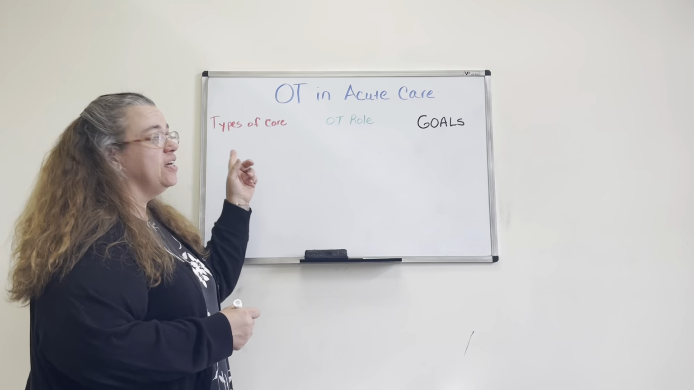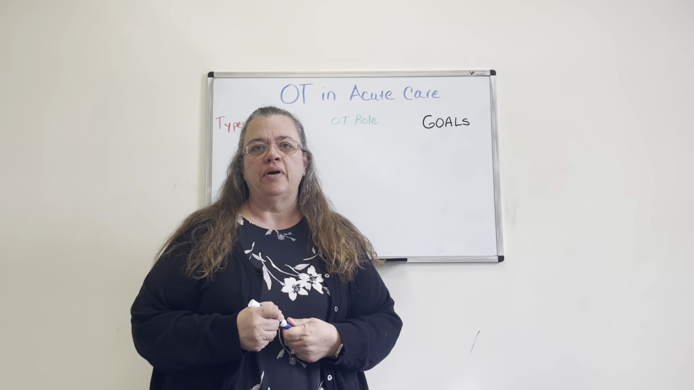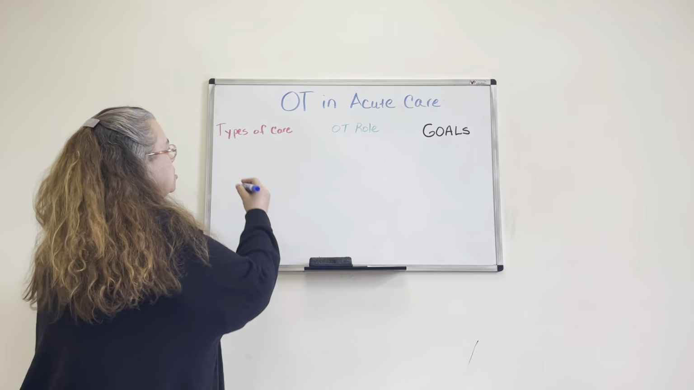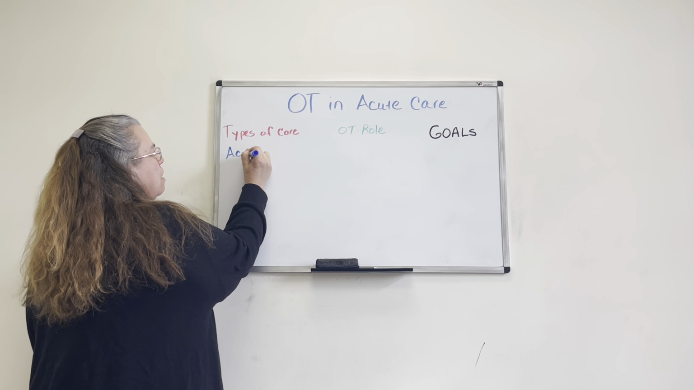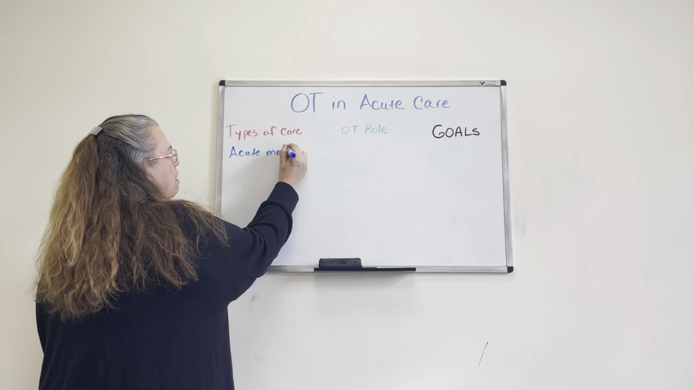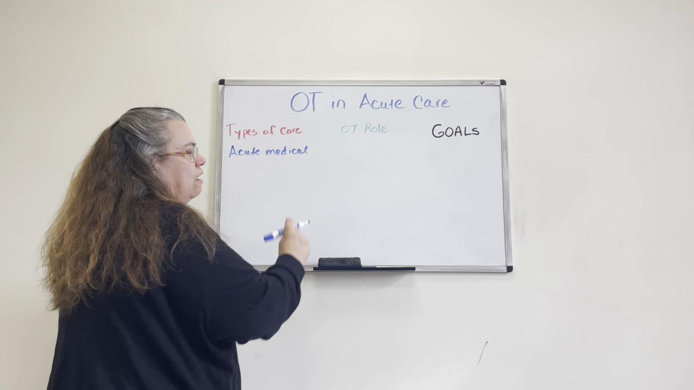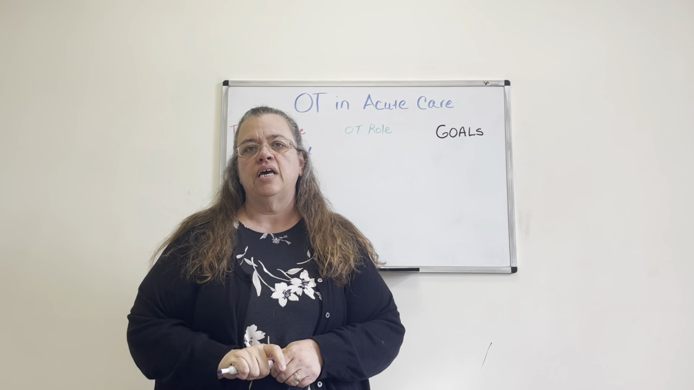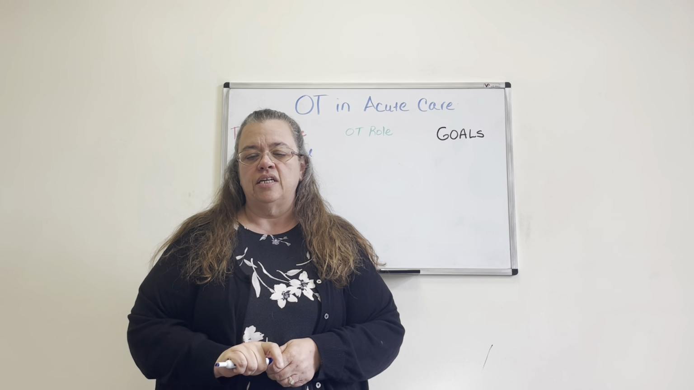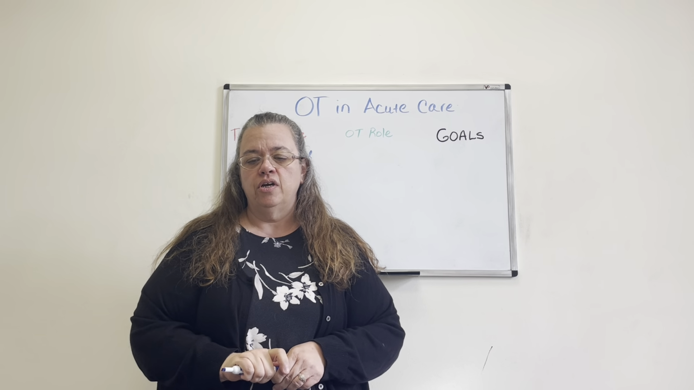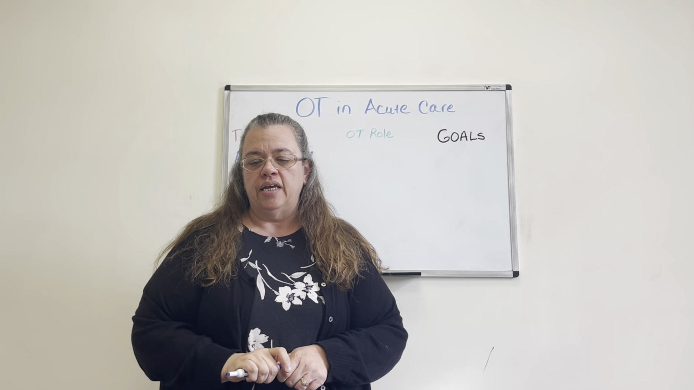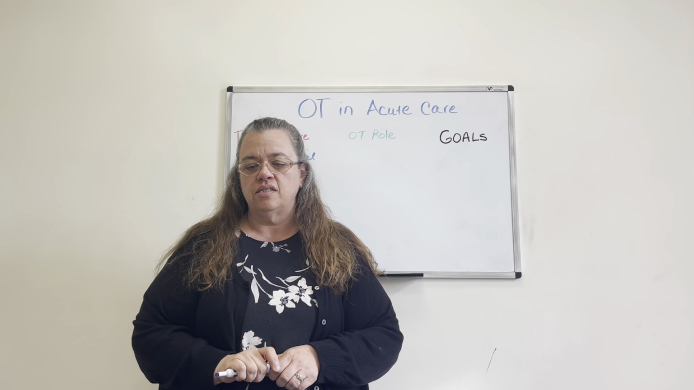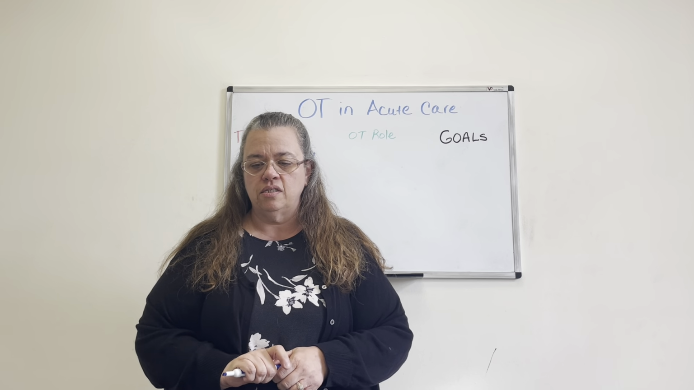There's three types of situations that you might care for a patient. They are acute medical conditions. This would be things like if they had a stroke, a heart attack, they might have a sudden onset of respiratory failure, undiagnosed diabetes, various types of infections, UTIs, bone infections.